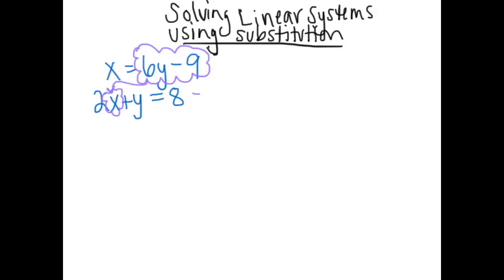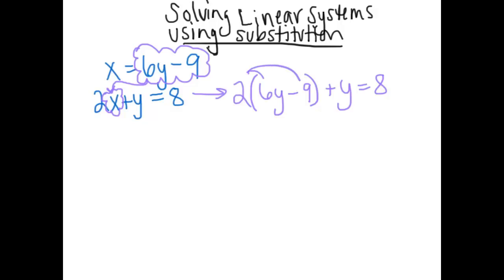So I can rewrite the second equation. Instead of 2x, I can call that 2 times the quantity, 6y minus 9, plus y equals 8. That's the rest of the equation. Notice we've replaced out one of the variables. We have a single equation with a single variable. We can solve this. Let's distribute the 2.